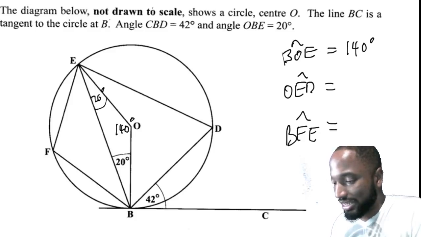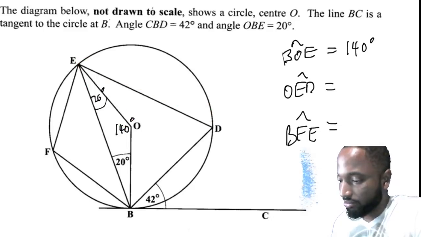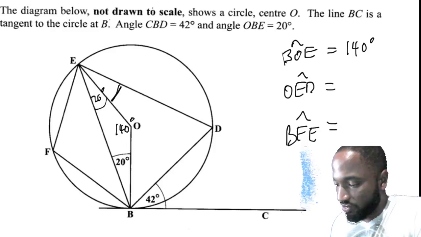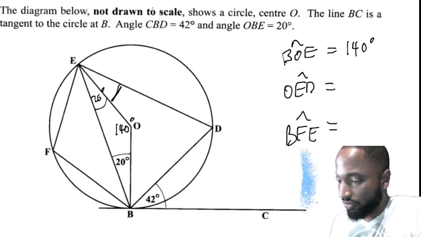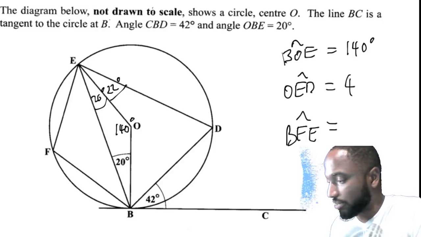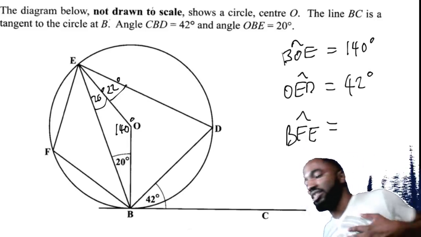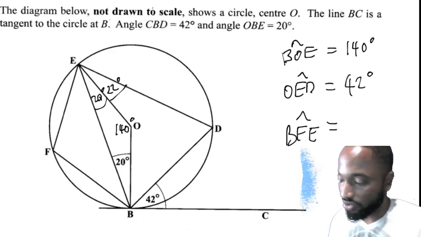Now OED is that angle there. What is this angle here? Well, you know 42 would be equal to this 42 here. So if you found this to be 20 degrees, it means that this here must be 22 degrees to add up to make 42 degrees. So you'll talk about your alternate segment theorem, and then you'll take away 20 degrees from 42 degrees, and you'll get 22 degrees for that.